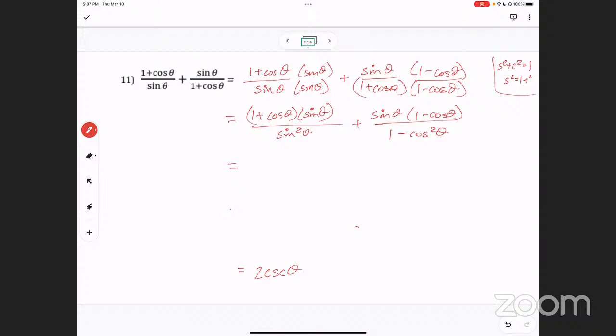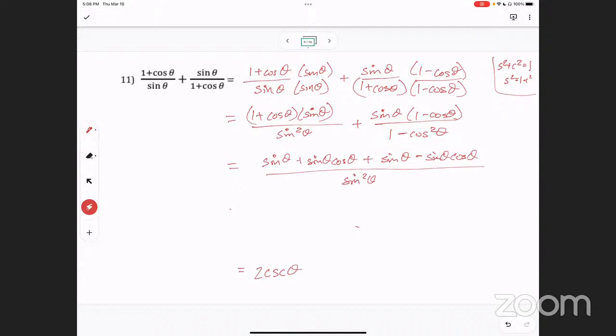So now I'm going to go ahead and distribute it in, just because it'd be good to. I can see that I'm going to want to distribute in. So I'm going to distribute that sine theta in. That's going to be sine theta plus sine theta cosine theta, plus distribute that sine in, I get sine theta minus sine theta cosine theta, all over sine squared theta, because this is sine squared theta, right?